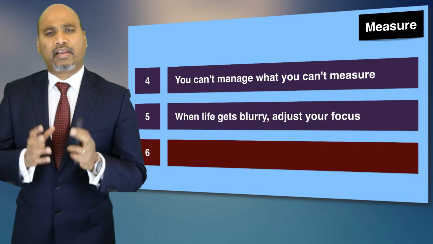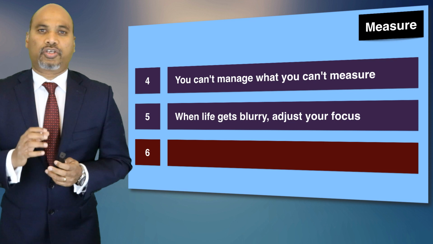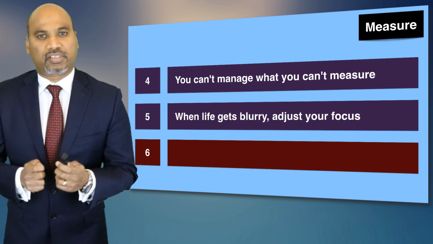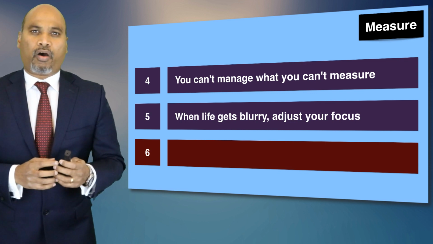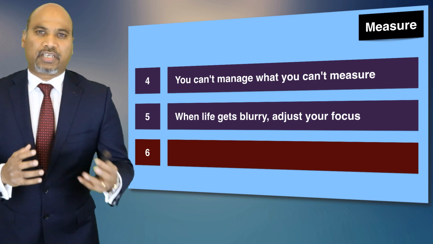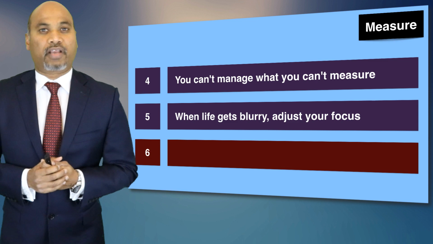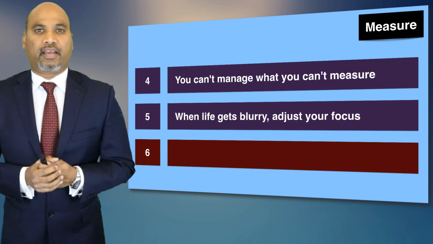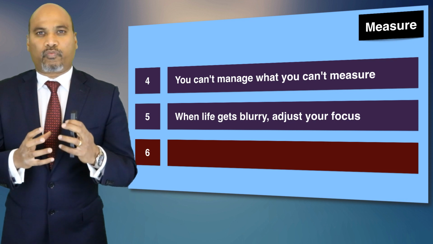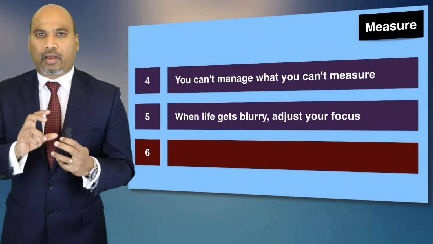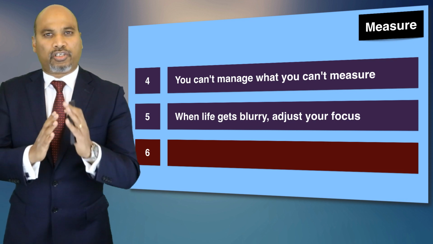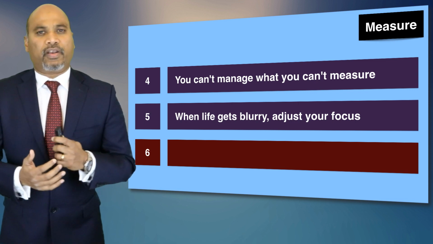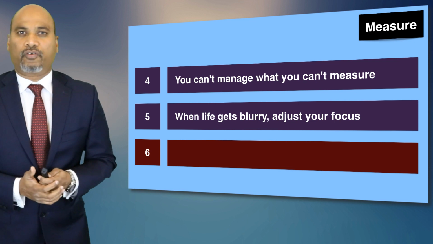Second, when life gets blurry, adjust your focus. So most of the times when we try to measure things, or when we try to quantify, or even qualitatively, when we look at things, there'll be a lot of haze around, there's a lot of noise around that, right? So you need to make that vision crystal clear. You need to focus your lens. You need to focus and ensure that you're measuring the right thing, etc. So when life gets blurry, adjust your focus.